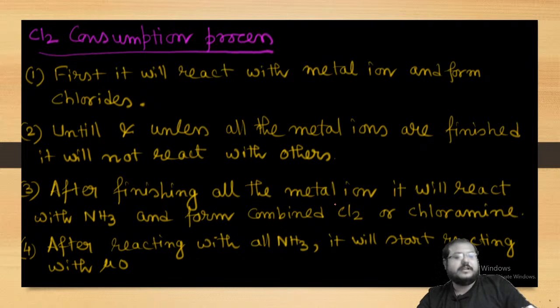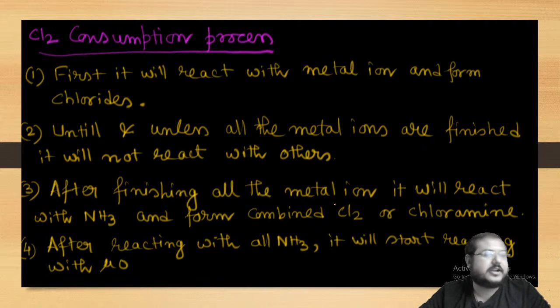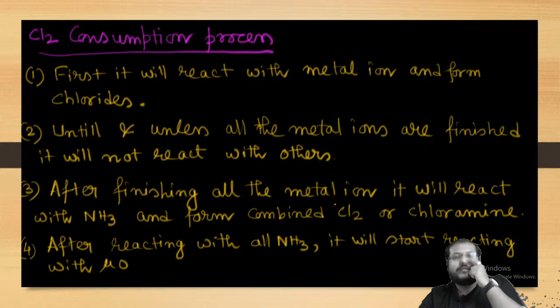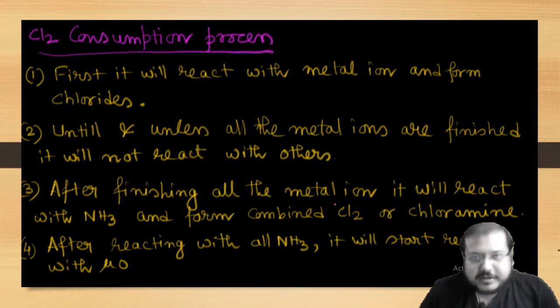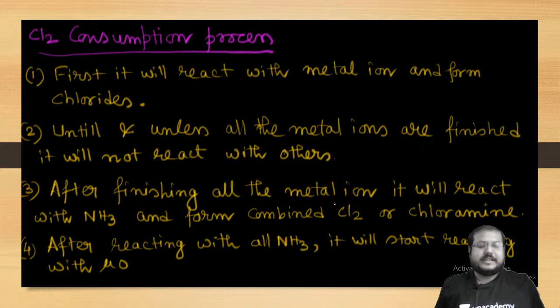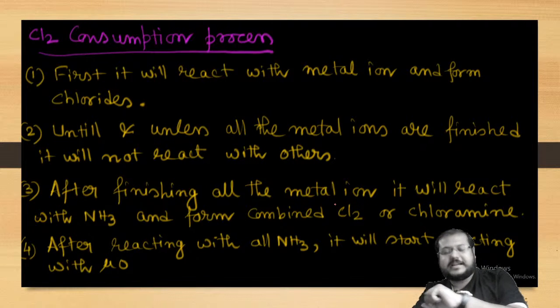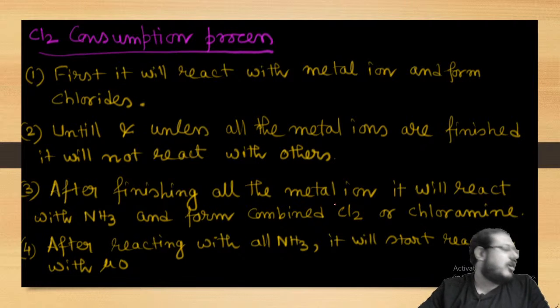When the chlorine is entering the tank, first it will react with metal ions like calcium, iron, sodium, potassium. Whatever metal ions are there, it will react with them and form chloride. And until all the metal ions are finished from the system, it will not stop reacting with the metal ions. Until and unless all the metal ions are finished from the system, it will not react with others.